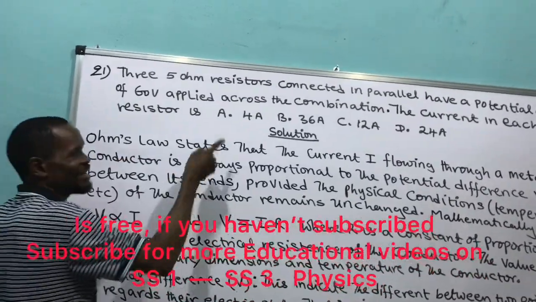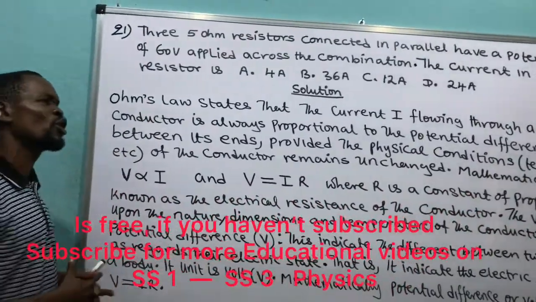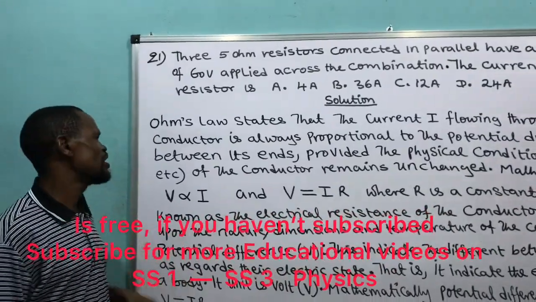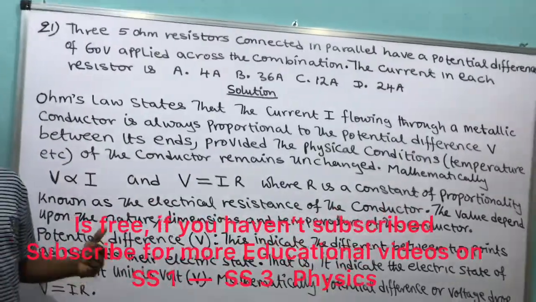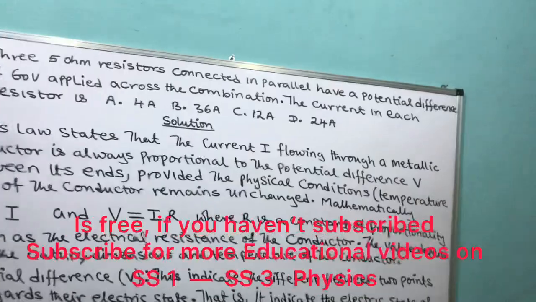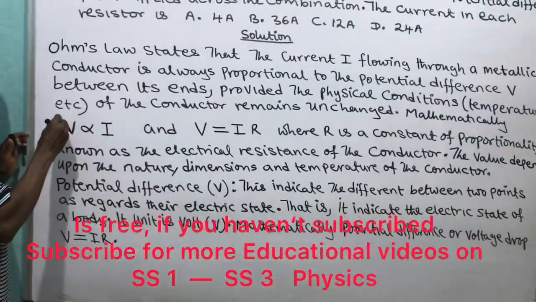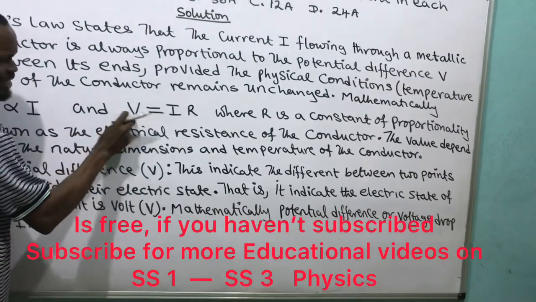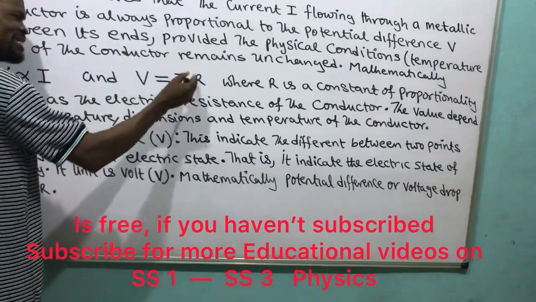Ohm's law states that the current I flowing through a metallic conductor is always proportional to the potential difference between its ends, provided that the physical condition remains constant. Mathematically, this means that voltage is directly proportional to current, and the voltage is equal to current times R.